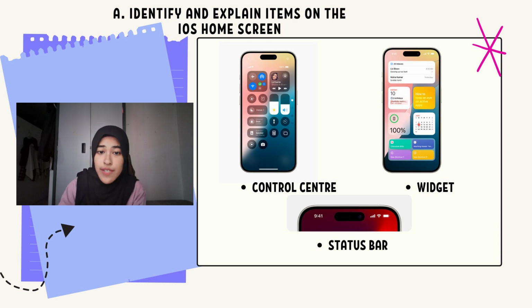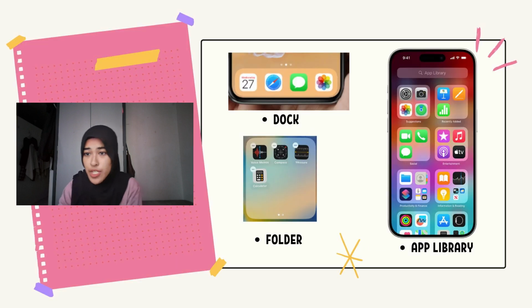Widgets are interactive elements that display real-time information. Like you can have weather, calendar events, and reminders. You can add widgets to your home screen, and you can adjust your own widget size. You can also access a widget gallery to explore and add different widgets. And then we have status bar. Status bar is at the top of your phone, where you have Wi-Fi, your battery, and your line, and your own phone. And then next, we have dock.